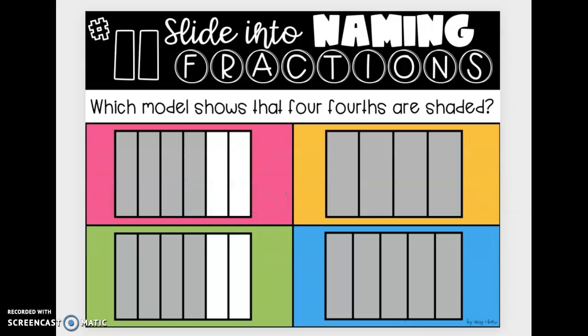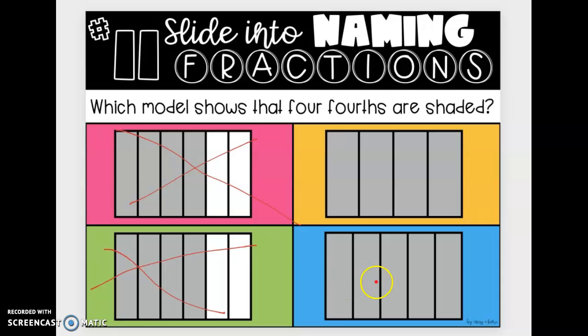Okay. Let's practice one more. Which model shows that 4/4 are shaded? So we need to find one of these rectangles, and it has to be broken up into fourths, which means 4 pieces. So let's count and see which of these shapes is broken up into fourths. 1, 2, 3, 4, 5, 6. Can't be that one. 1, 2, 3, 4. Okay, that might be it. Let's keep looking. 1, 2, 3, 4, 5, 6. No, that doesn't show 4, so that shows 6. We're not talking about 6.